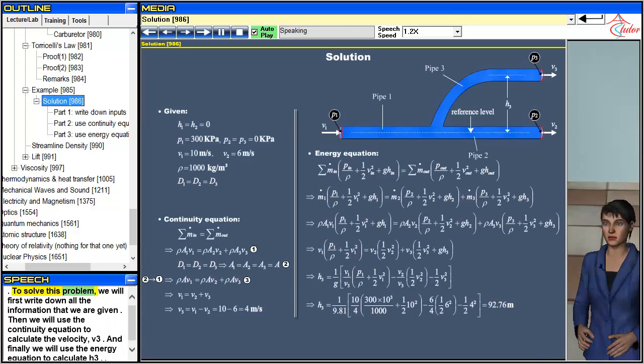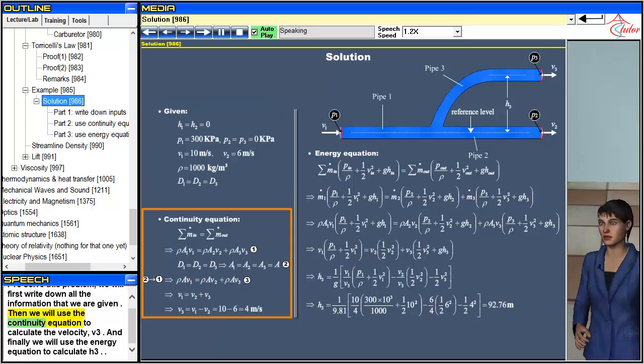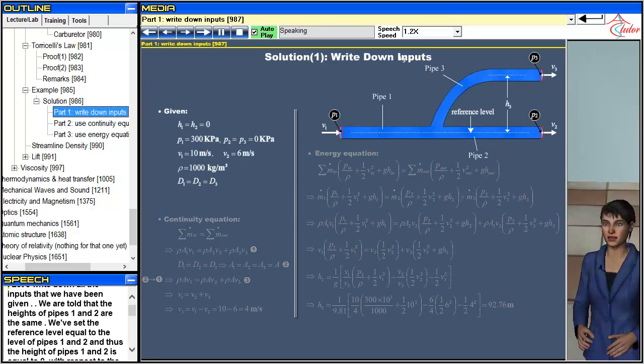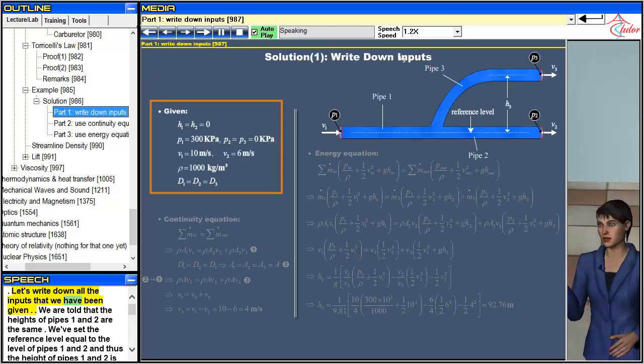To solve this problem, we will first write down all the information that we are given. Then we will use the continuity equation to calculate the velocity, v3. And finally we will use the energy equation to calculate h3. Let's write down all the inputs that we have been given.